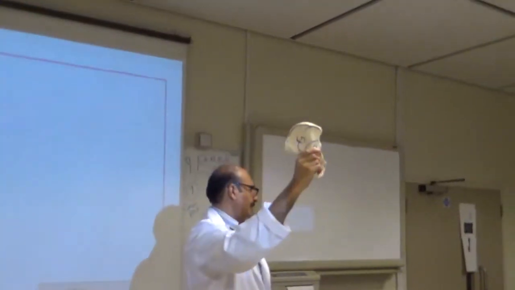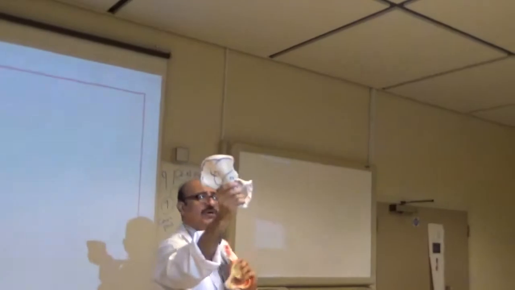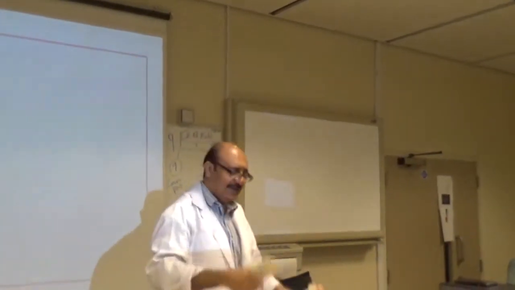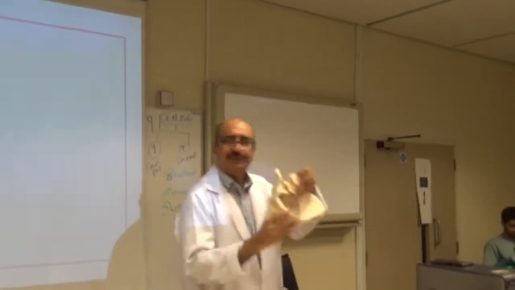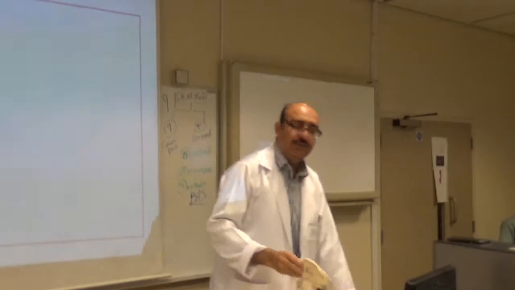Or hip bone. One hip bone, two makes hip girdle, and when I add sacrum, it will make a pelvis, bony pelvis. Good? Now, how to hold the hip bone?